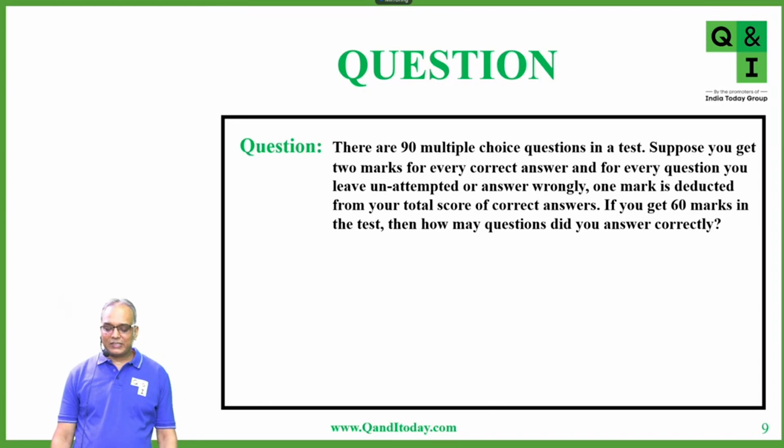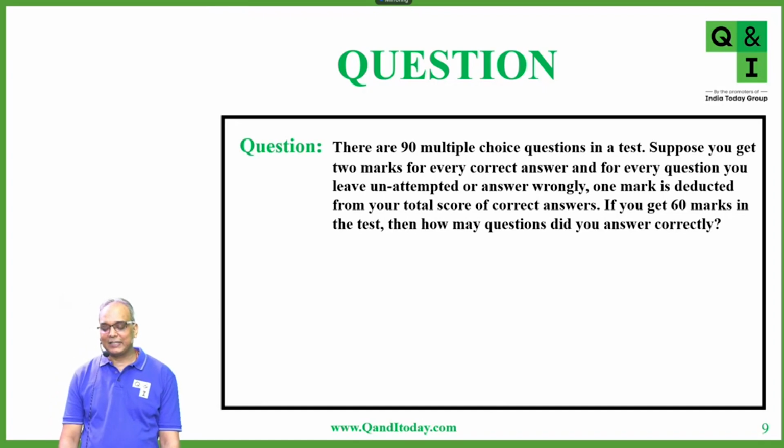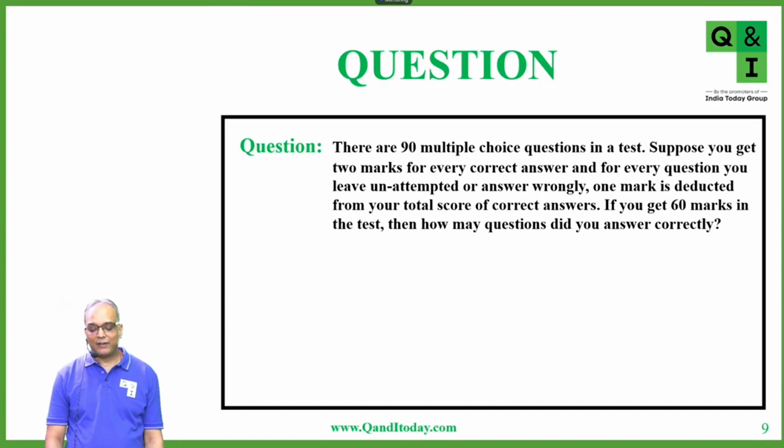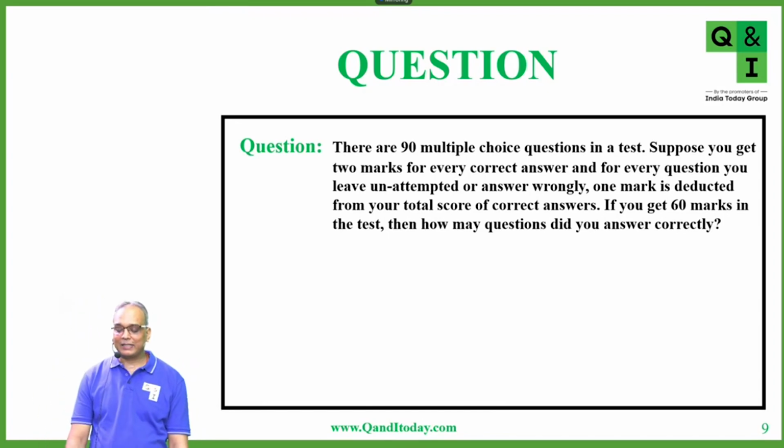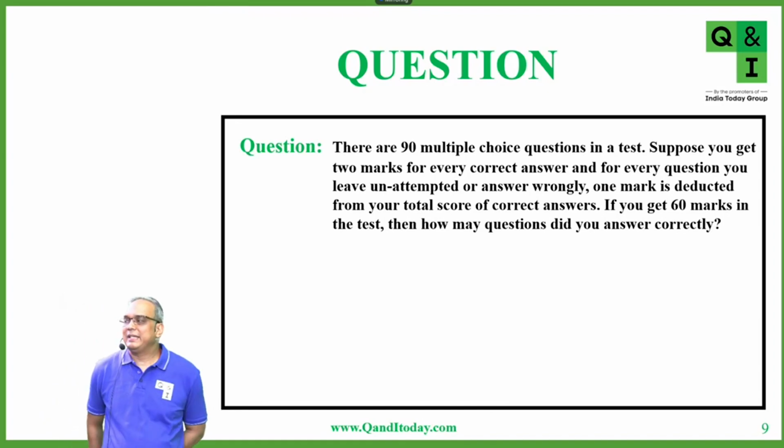I'll read this question for you. There are 90 multiple choice questions in a test. Suppose you get 2 marks for every correct answer, and for every question you leave unattempted or answer wrongly, 1 mark is deducted. So plus 2 for every correct, minus 1 for every not attempted or wrongly attempted question. If you get a total of 60 marks in the test, then how many questions did you answer correctly? Please attempt this on your own.